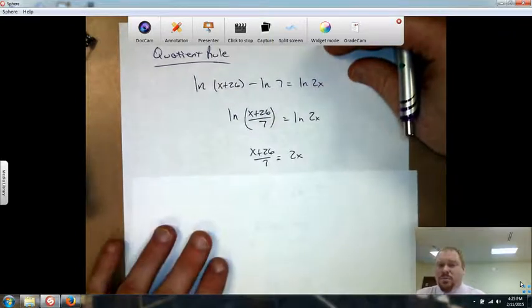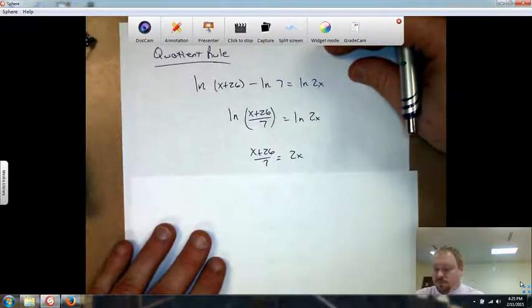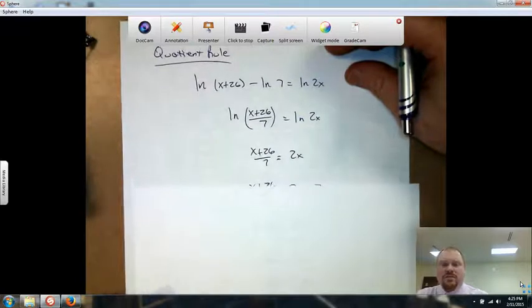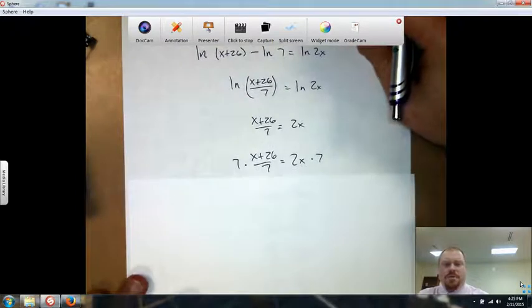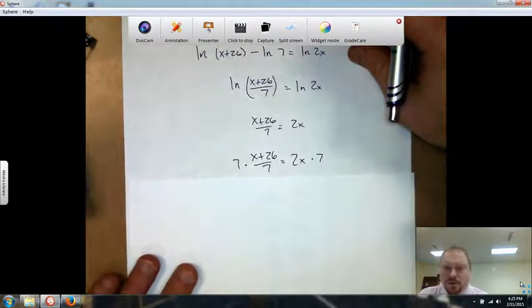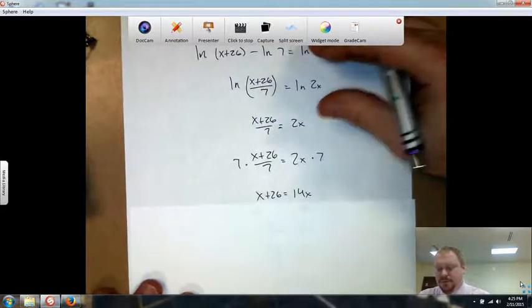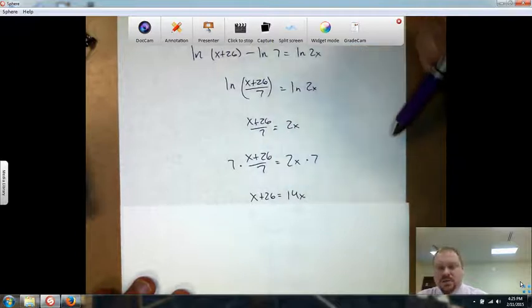x plus 26 over 7 equals 2x. So I'm just going to multiply both sides by 7. I'm going to get rid of that big fraction. And there we are, multiplying both sides by 7. So 2 times 7 is 14. And over here the 7's cancel. So I'm left with just x plus 26.